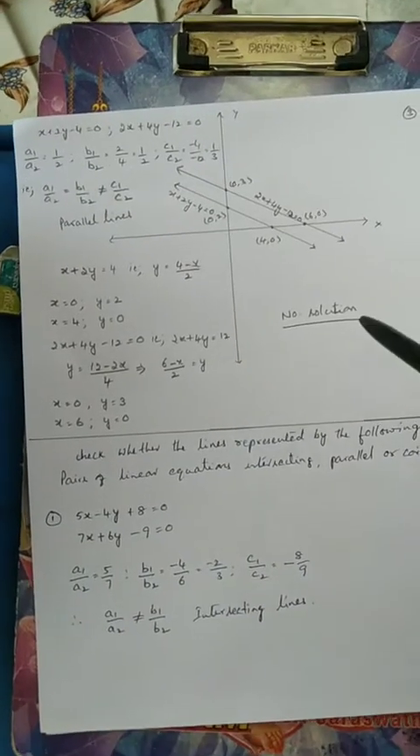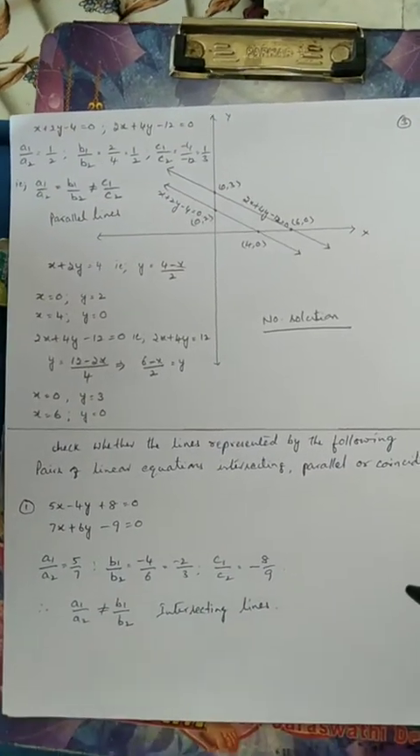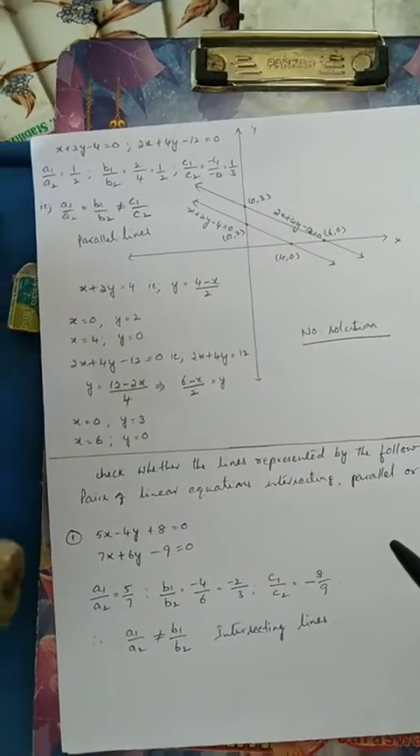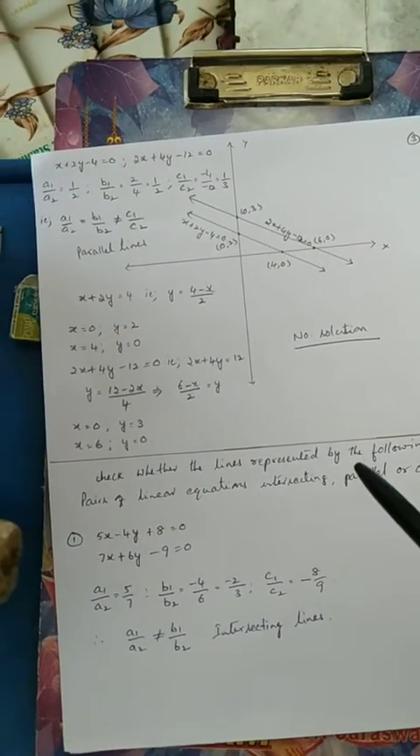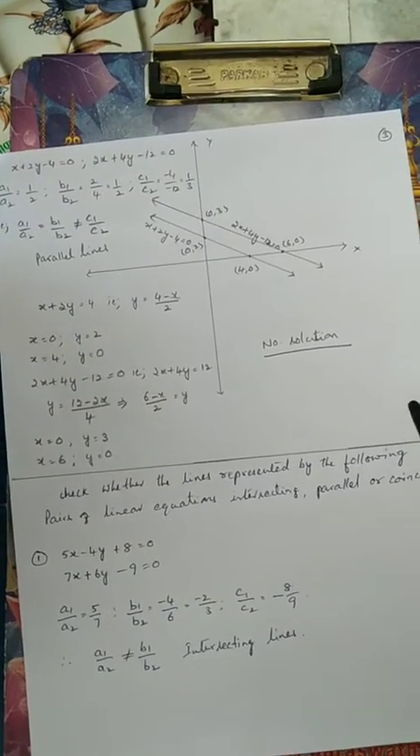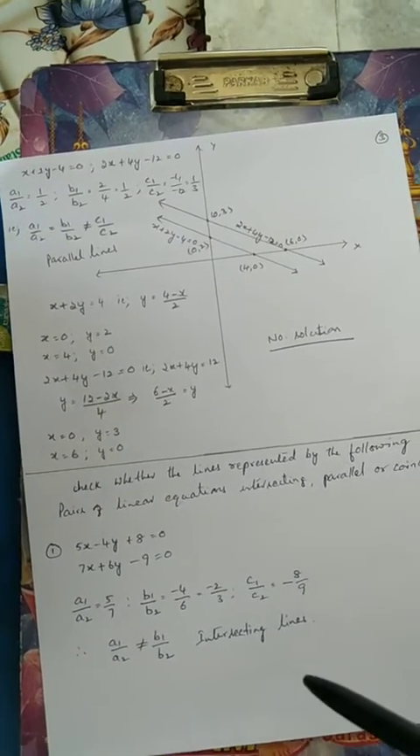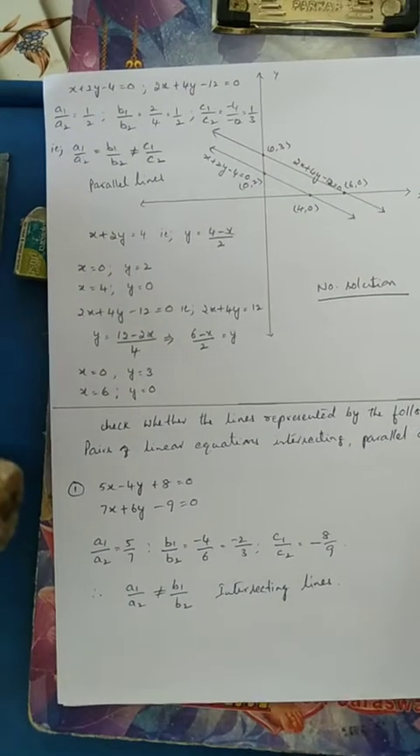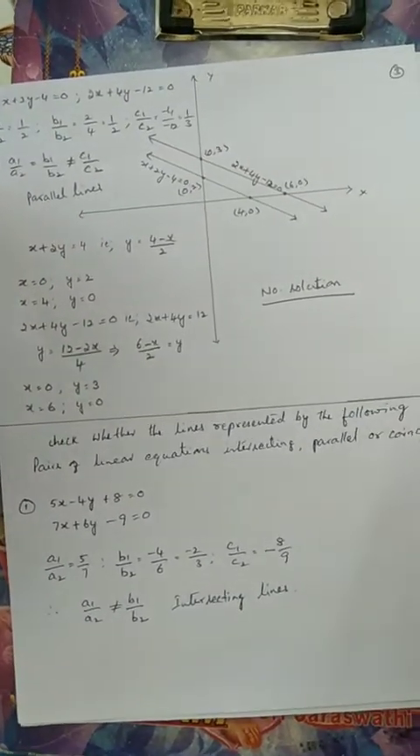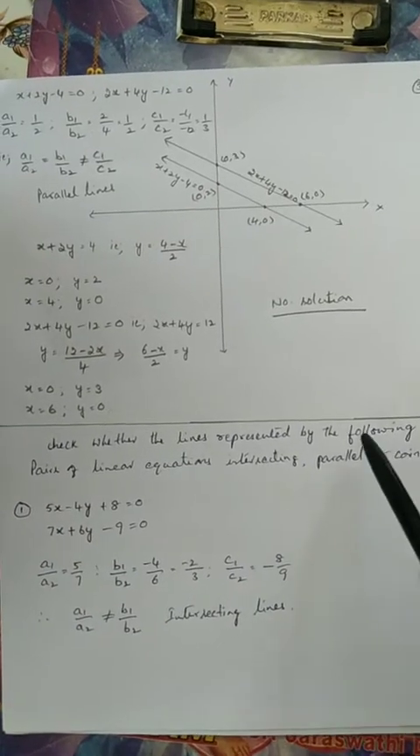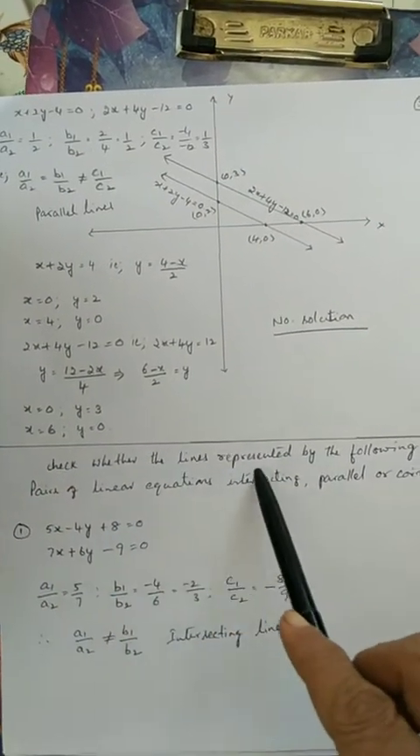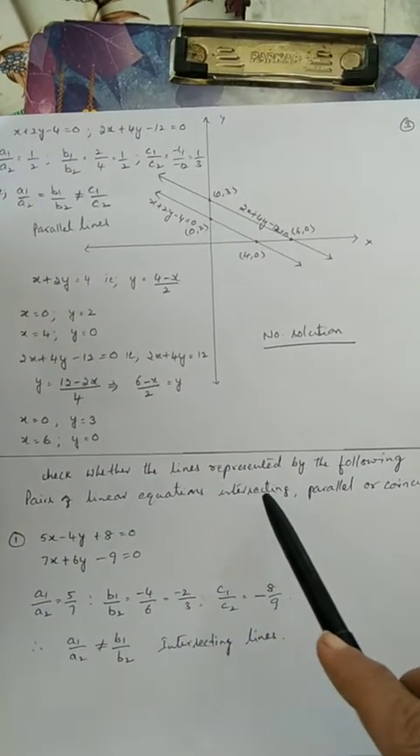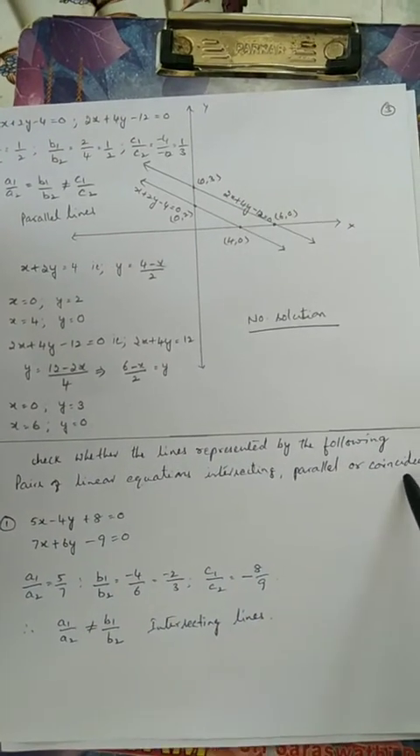Is it clear? Like this we can do the graph by observing the values of A1, A2, B1, B2 and C1, C2, and we can say whether the given lines are intersecting lines or parallel lines or coincident lines. Now based on this, let us see some examples. Check whether the lines represented by the following pair of linear equations are intersecting, parallel or coincident.